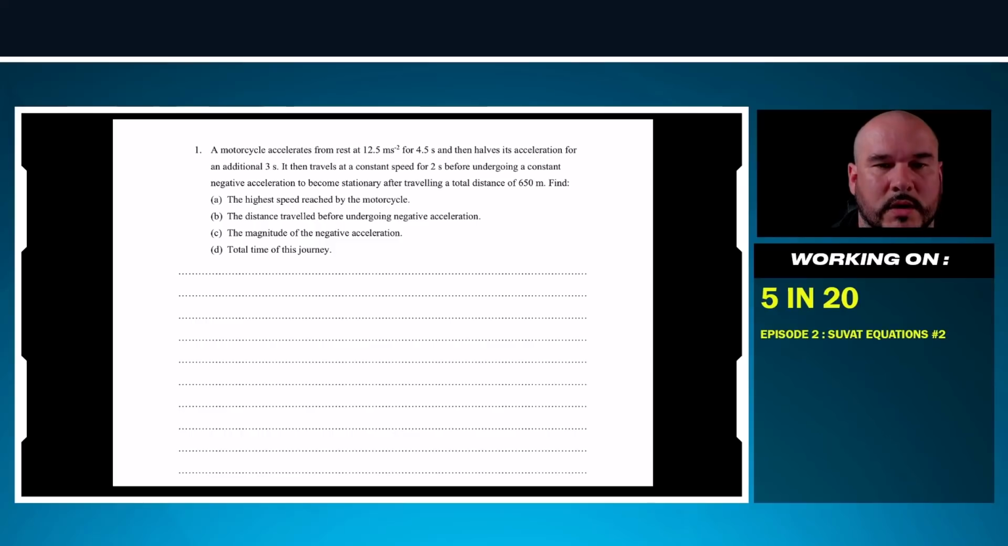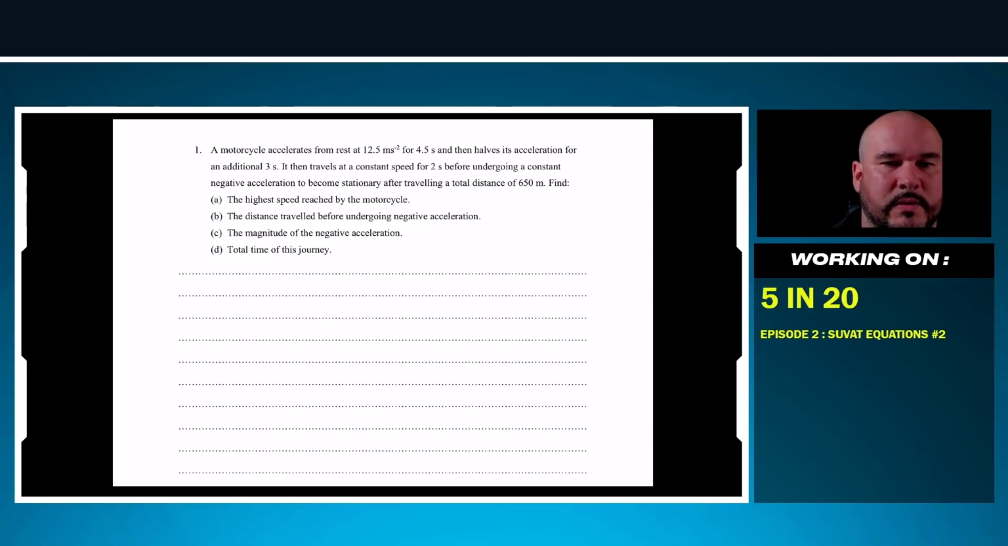Most importantly, we can see that there are 4 different types of motion inside this question. There's the acceleration from rest at 12.5 m/s² for 4.5 seconds, and then a second period of acceleration where its acceleration is half of the 12.5 for another 3 seconds. Then it's a constant speed for 2 seconds, and then there's the negative acceleration. As a whole, overall, it covers 650 meters.